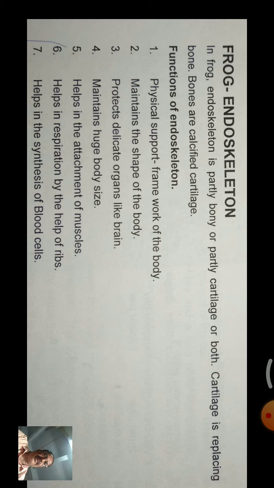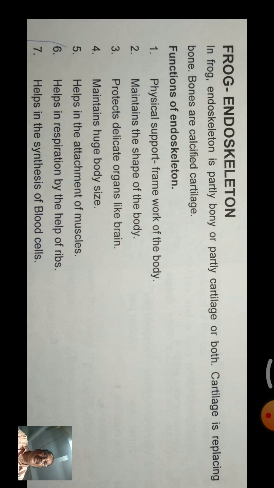Functions of endoskeleton. The endoskeleton serves certain functions as follows. Physical support, acts like a framework of the body, maintains the shape of the body, protects delicate organs like the brain, maintains body size, helps in the attachment of muscles, helps in respiration with the help of ribs, helps in the synthesis of blood cells.